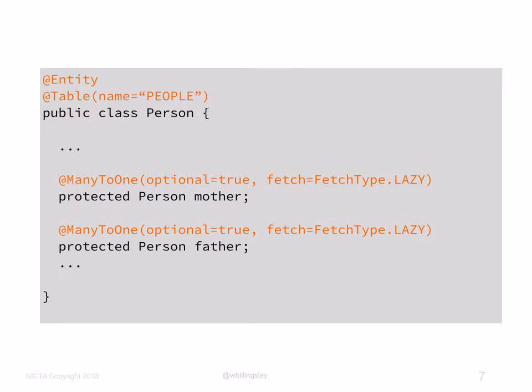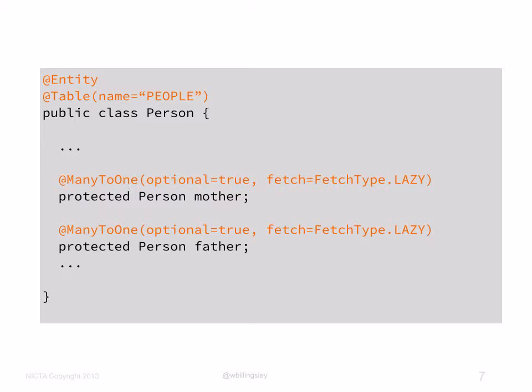On the next slide, I've added another annotation to our class. I've added @Table(name = "people"), and all that is going to do is rename the table that this creates in the database. So instead of calling it person after the class, it's going to call it people.